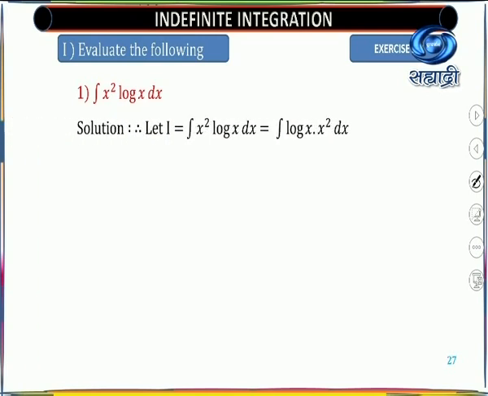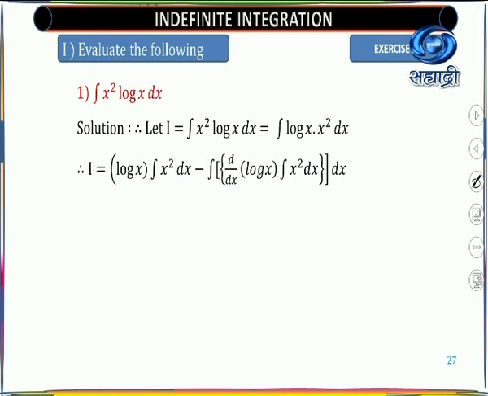I equals integral of x square log x dx. I'll change the order because this is a product you are able to write. Now I'll use the formula. So you'll get log x integral of x square dx, I told you this is u and this one is v, minus integral of the derivative of log x times the integral of x square dx, into dx. Okay. So what is your formula? That formula you need to write every time, or keep in mind and use it.